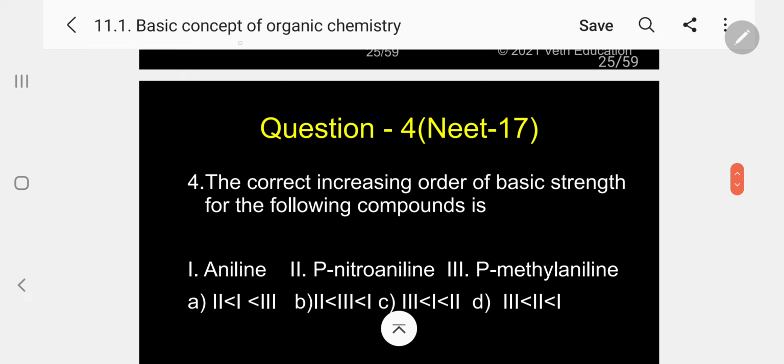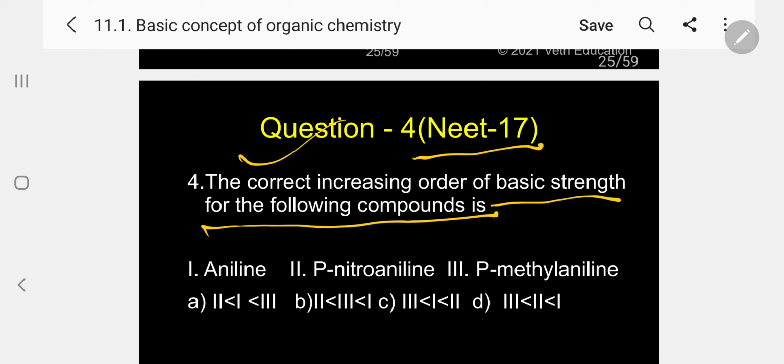Question number 4. This is the question asked in NEET 2017. The correct increasing order of basic strength for the following compounds is: 1 aniline, 2 para-nitroaniline, 3 para-methyl aniline. There are 4 options given: A, B, C and D. Kindly follow, my dear students. Before going for A, B, C, D, don't look at that. You take the 3 structures, write and think, then only you will have an idea.